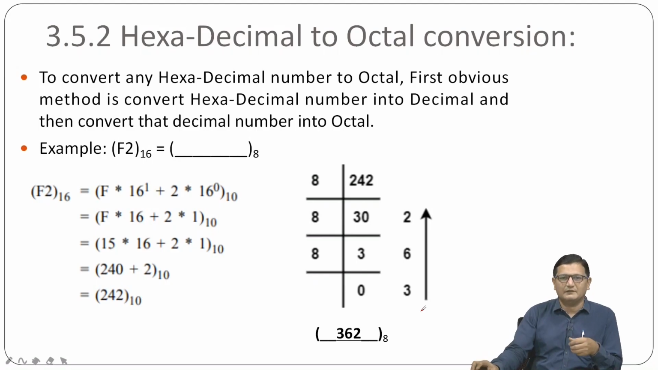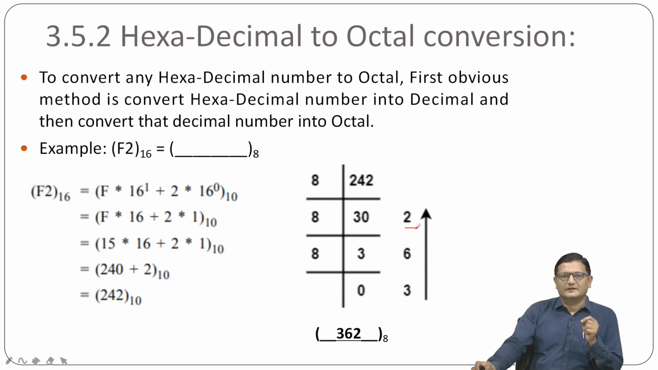Now once you have the decimal number, you just need to divide it by 8 and collect all the remainders. We know how to convert a decimal number to octal. So F2 is represented as the decimal number 242, and we want to convert that into octal. So we divide 242 by 8. We get 30, but 30 into 8 is 240, so 2 is the remainder that we write here.